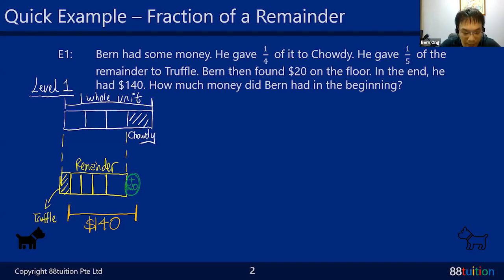Very good. So down here, level 1, you have the white unit, you cut it into 4 smaller units. Level 2 is talking about the remainder here. So this portion is called the remainder, which is called level 2. The yellow portion, I cut it into 5 parts. I call this yellow portion one whole part.